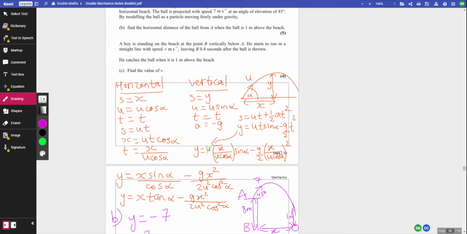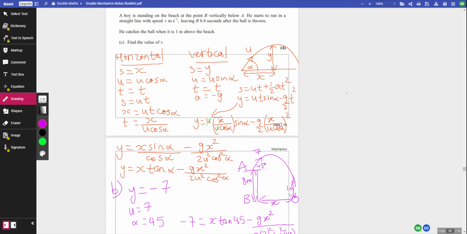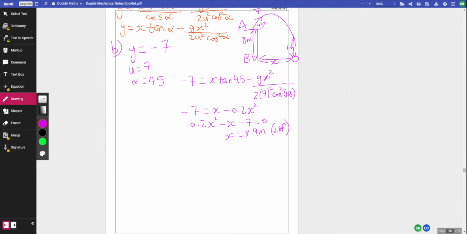That means if we can find the time it takes the ball to go from point A to when it's 1 meter above the ground, then we can use that to work out how long it takes the boy to travel from the point B to when the ball is 1 meter above the ground. So we're going to do that. We're going to find how long it takes the ball to travel from when it's thrown to when it's 1 meter above the ground. The quickest way of doing that, obviously, will be to just consider horizontal motion, because then we don't have to think about acceleration.